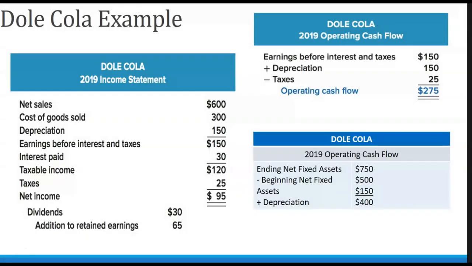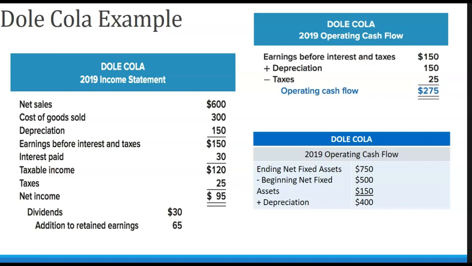At the end of chapter 2, we look at the same exact thing from a different company. So instead of that U.S. corporation, now we're going to look at a company called Dole-Cola Incorporated. So we have information from the income statement here, and the first thing that we want to look at is their operating cash flow. So we start with the earnings before interest and taxes. We add back our non-cash expense of depreciation and then subtract taxes. That gives us our operating cash flow, our OCF.